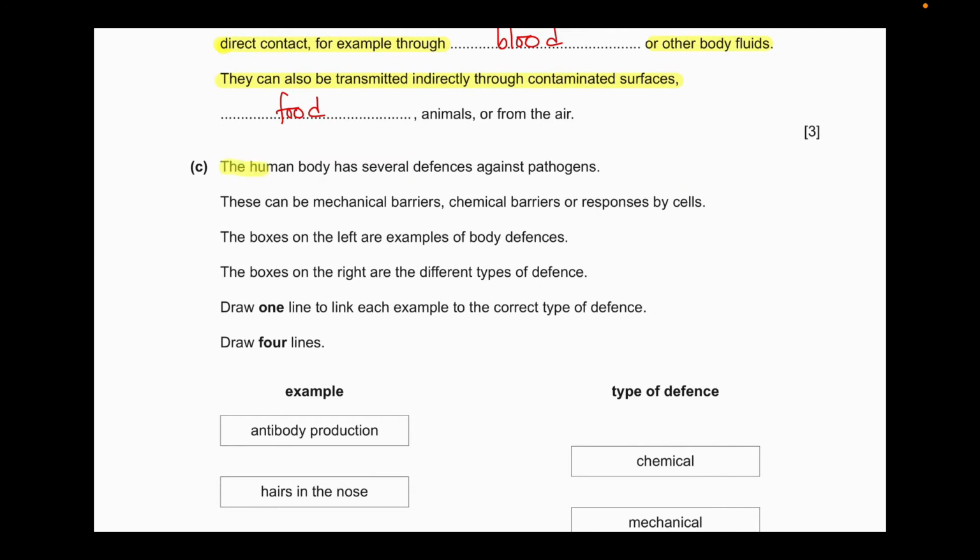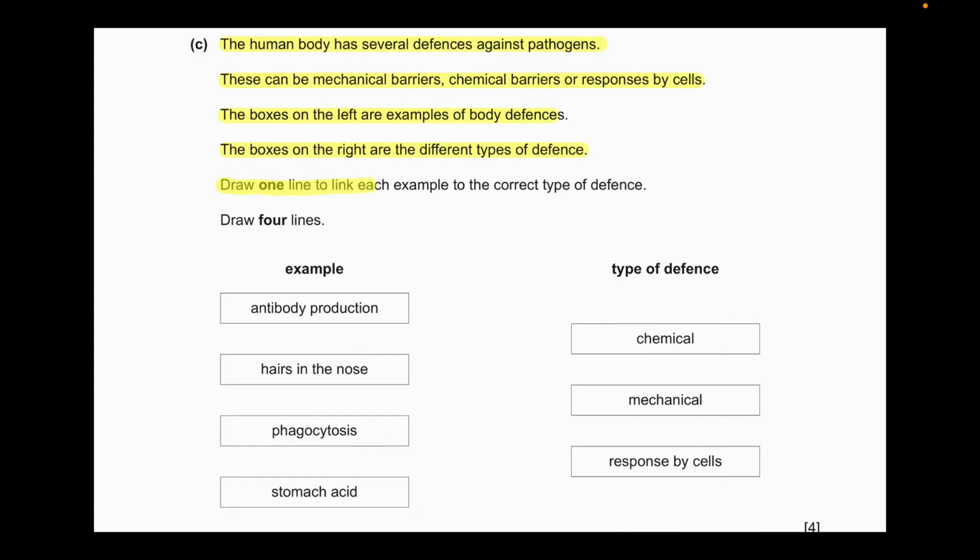The human body has several defenses against pathogens. These can be mechanical barriers, chemical barriers, responses by cells. The boxes on the left are examples of body defenses. The boxes on the right are different types of defense mechanism. Draw one link from each example to the correct type of defense. Draw 4 lines.